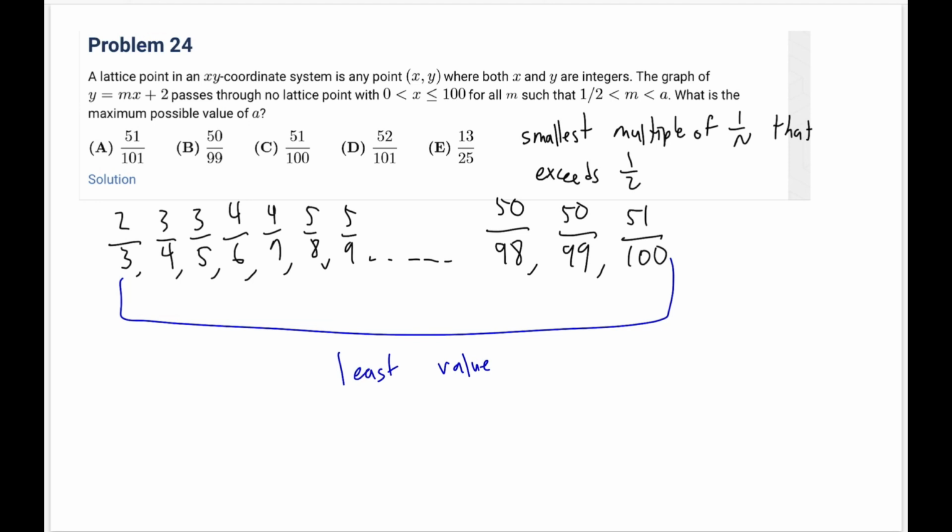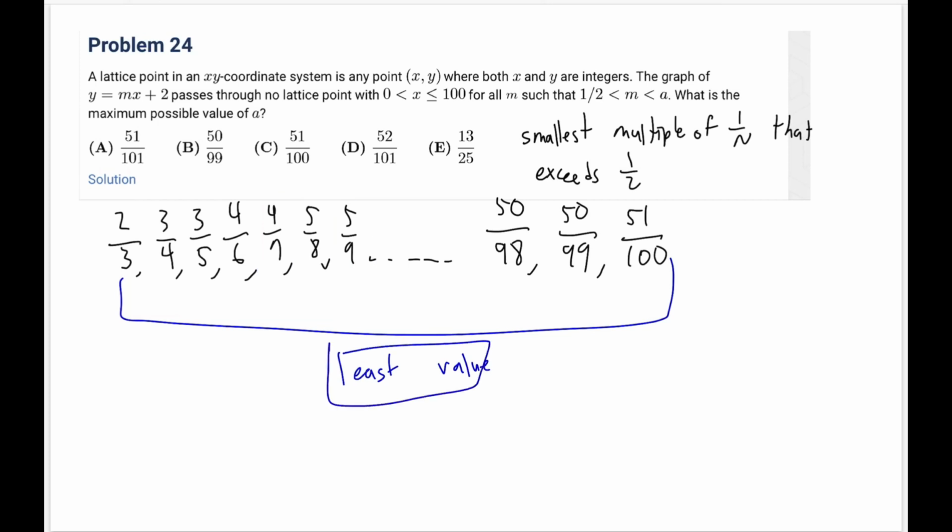So for example, if we choose 4 over 7, then since 5 over 9 is less than 4 over 7, we could say that this would pass through (9, 5) before. So we can see that it could pass through (9, 5) when the slope is 4 over 7, right?